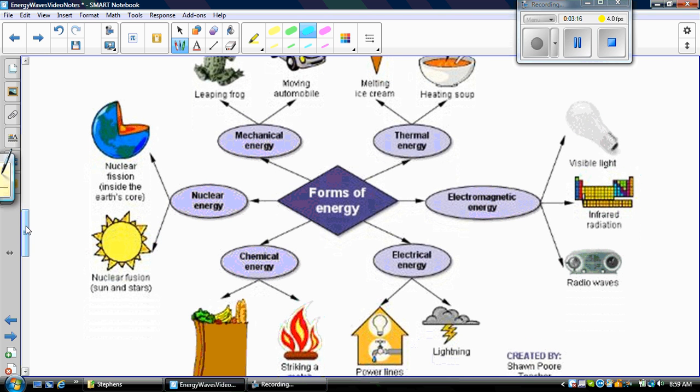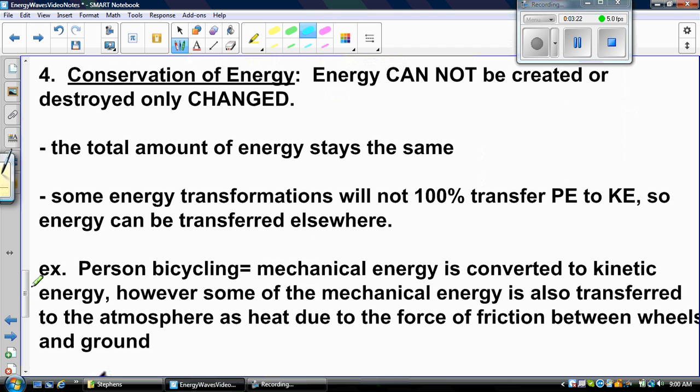Okay, the last thing we're going to talk about is conservation of energy. It's very similar to conservation of matter. In the same respects, energy cannot be created or destroyed, only changed. So the total amount of energy stays the same, we just change it from one form to the next, just like we do with matter. Some of the energy transformations will not 100% transfer from potential to kinetic or vice versa. So energy sometimes gets transferred elsewhere.